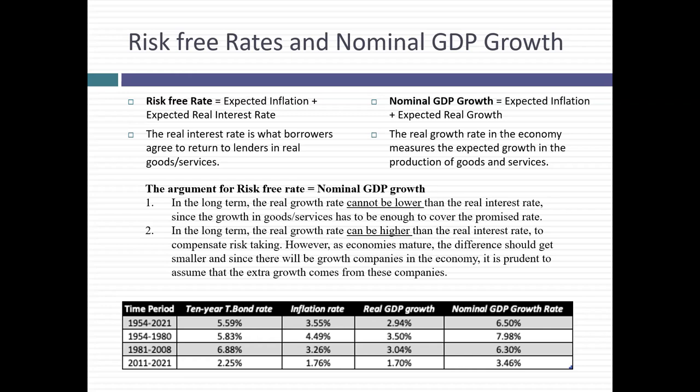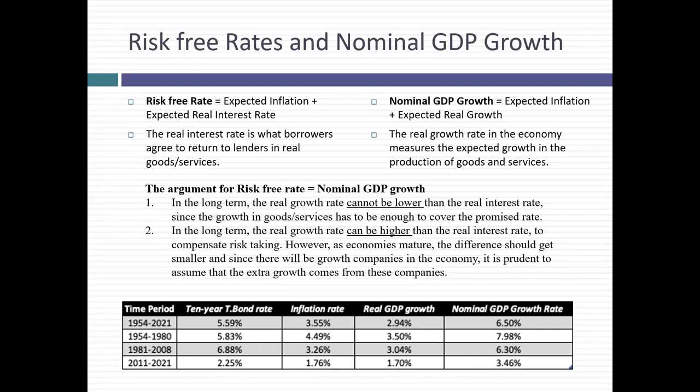And people say, what's one got to do with the other? What goes into a nominal risk-free rate? What are the two components? There's an expected inflation and an expected real interest rate, right? What goes into a nominal growth rate in the economy? Expected inflation and an expected real growth. I'm going to make a statement that I'll back it up with empirics, that in the long term, your expected real interest rate and the expected real growth rate have to be close to each other.